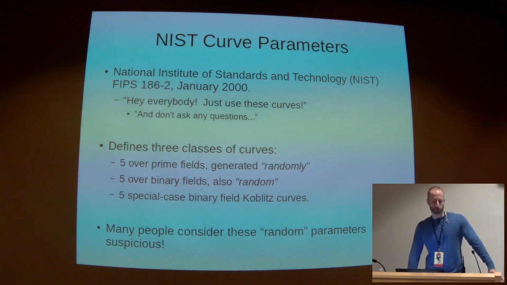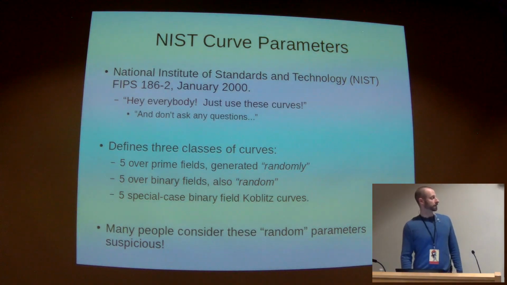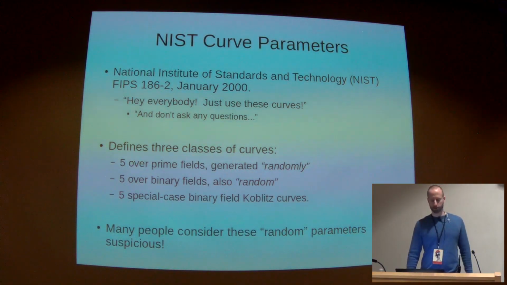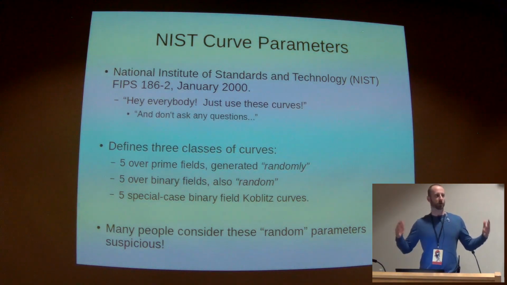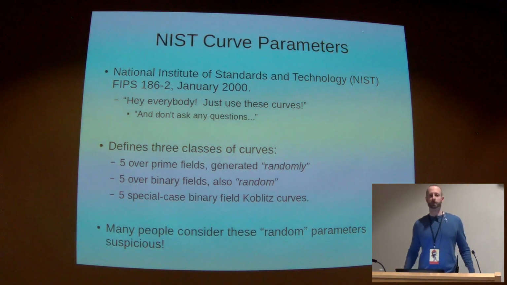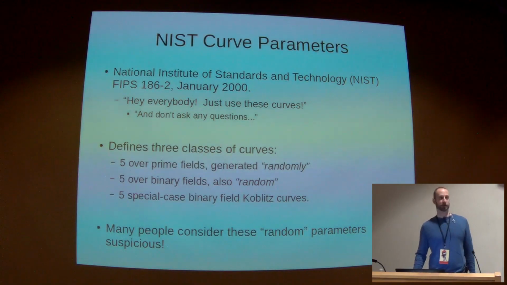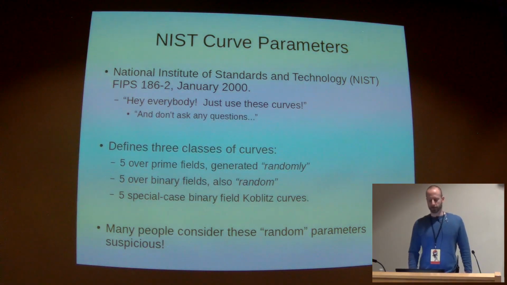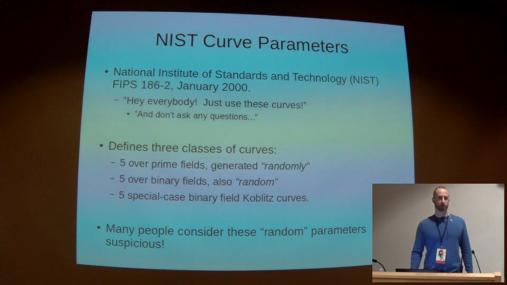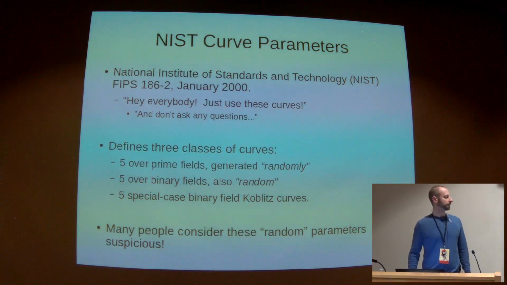NIST, the National Institute of Standards and Technology, a U.S. government agency, came out with a document, FIPS 186-2, in January 2000. Basically, it was like, hey everybody, here are curve parameters, just use these, don't ask any questions. And in that document, they defined 3 classes of curves. There were 5 over prime fields, which they say were generated randomly. There were 5 over binary fields, which they also said were randomly generated. And then some special case Koblitz curves.